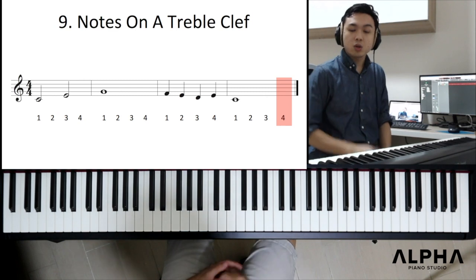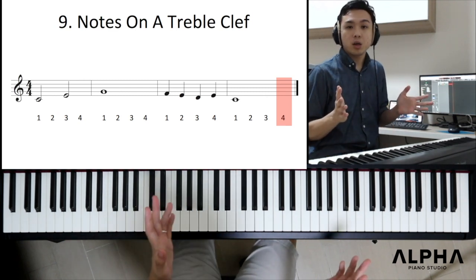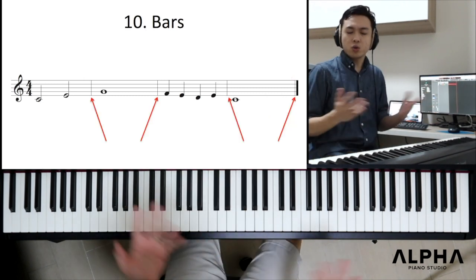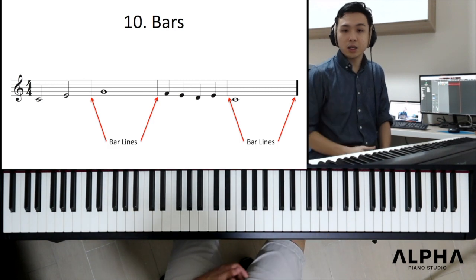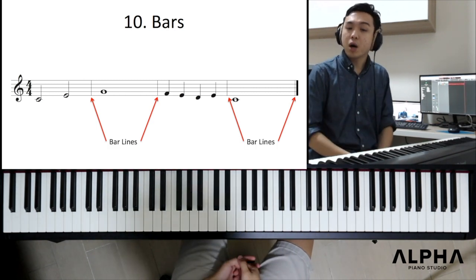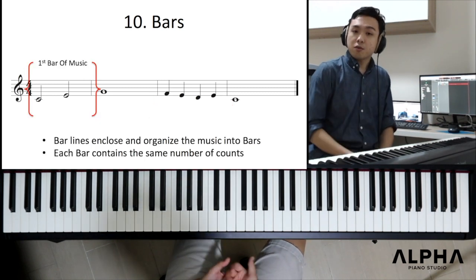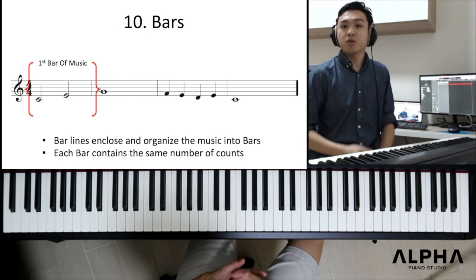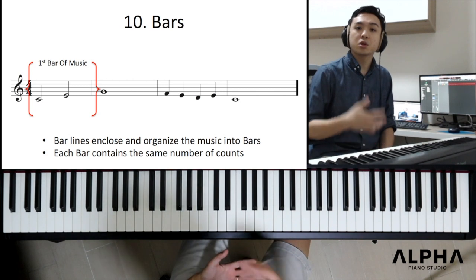The next thing I want to talk about is some of you might have noticed and are wondering about these lines that you see on the score and what they mean. These lines are called bar lines. And to understand bar lines, you first need to understand bars. Music is often, if not always, organized into bars. And each bar of music consists of the same number of counts.